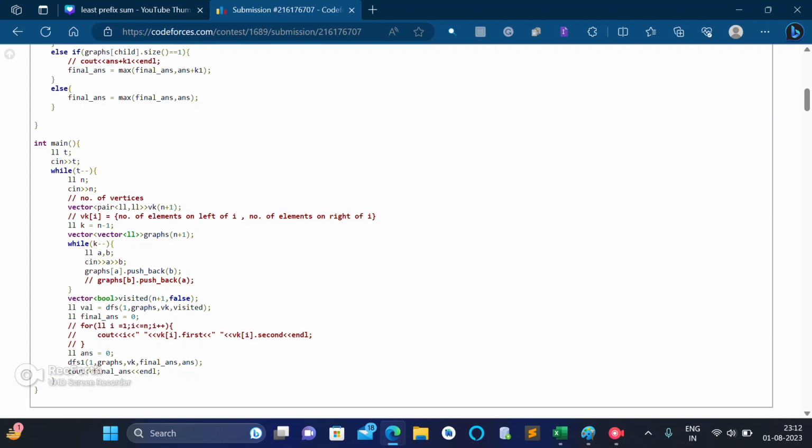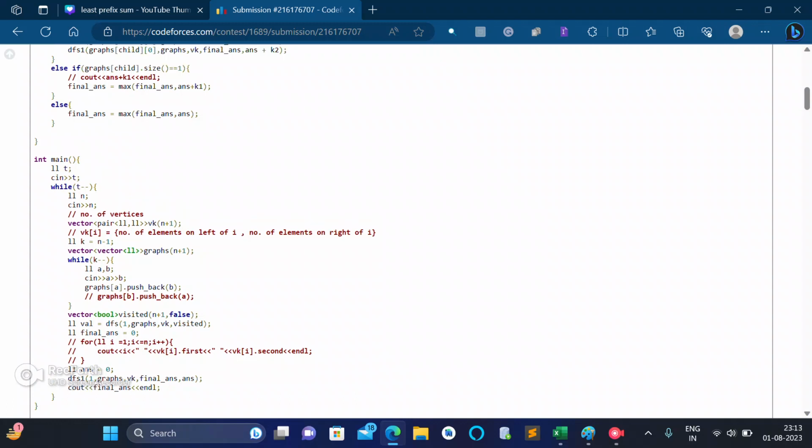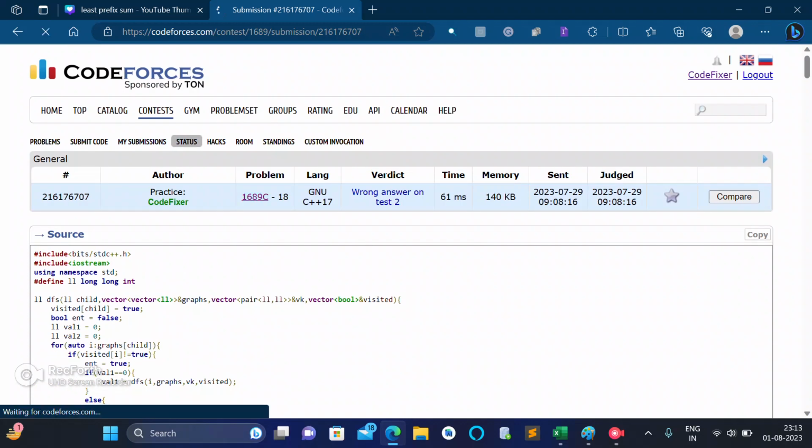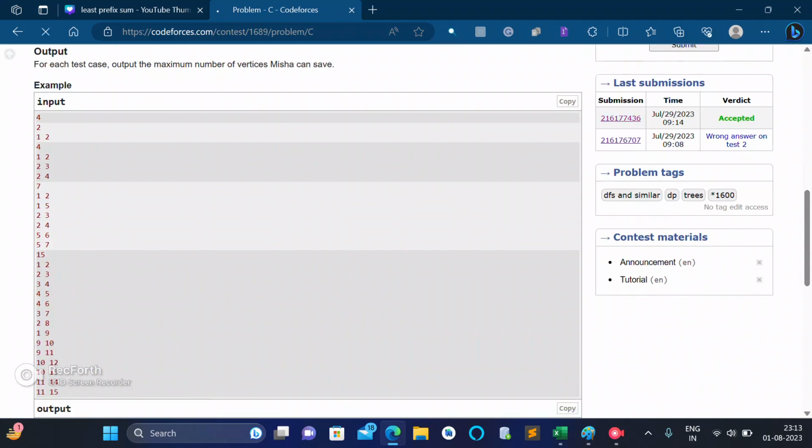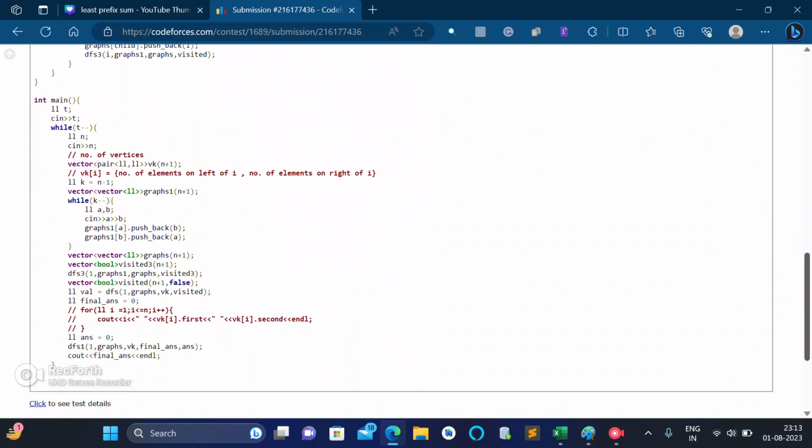Let's see what I had done. First, I made a vector of pair vk, where vk of I represents the number of elements on the left of I and the number of elements on the right of I. I will fill this vk not right now, but later, when I have made a DFS call here. Actually, I made 3 DFS calls. You can do it in only one, but because I wrote this code some days back, that's why I do 3 DFS calls. It's up to your choice. You can make it 2 also, but the way I feel easy, I had done it in that manner. So let me open the correct code.